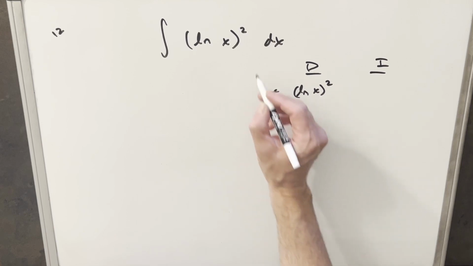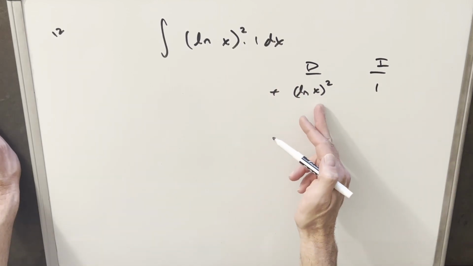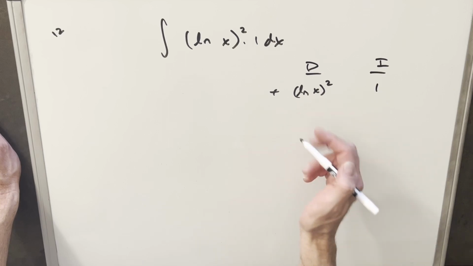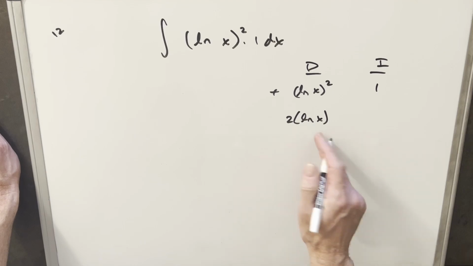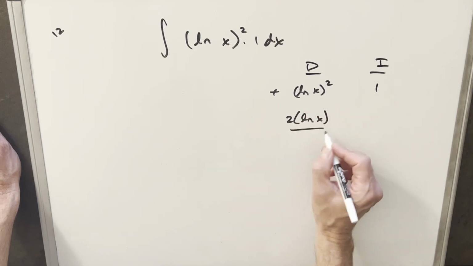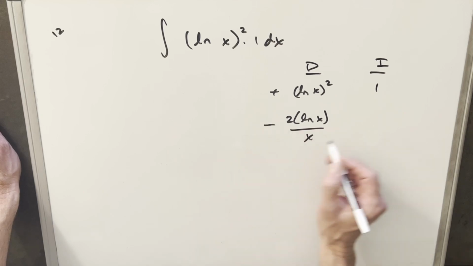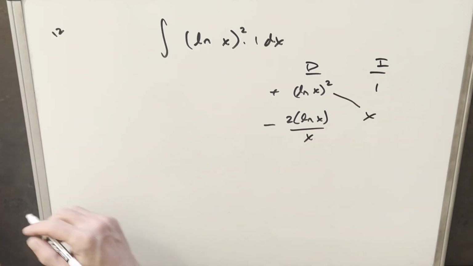And what I'm going to do is I'm just going to kind of create a 1 here so that we can integrate the 1. Then differentiating natural log of x squared, we're going to first use power rule. So we're going to have 2 times natural log x, then chain rule. Derivative of natural log x is going to give me 1 over x. Then here, integrating 1, that's just going to give me x. So we'll have part of our solution right here on the diagonal.